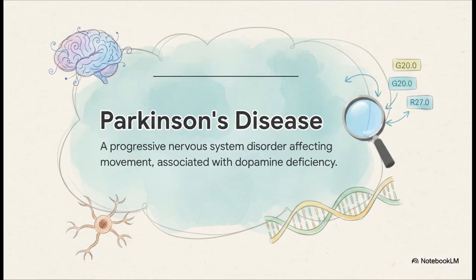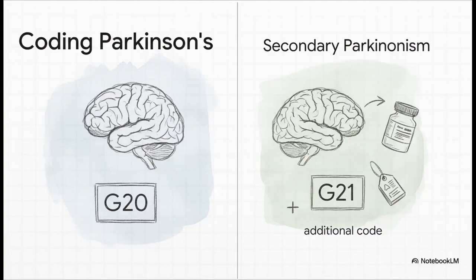All right, let's move on to Parkinson's disease. This is a progressive disorder that messes with movement, and it's caused by a lack of the neurotransmitter dopamine. For coders, this condition is a great example of how the system handles diseases that can pop up from different causes. The big question for a coder is always, why is the patient showing these symptoms? And yeah, the coding really does all come down to that why.